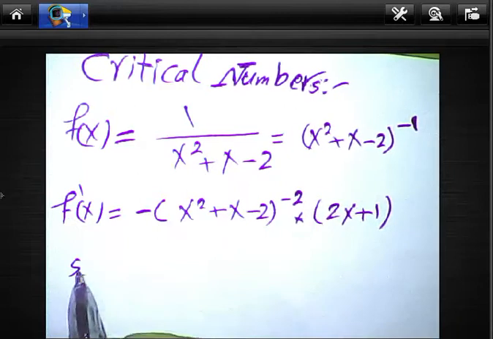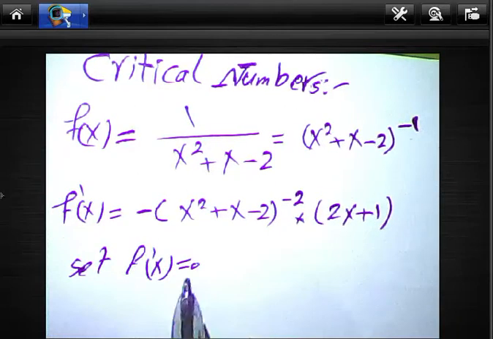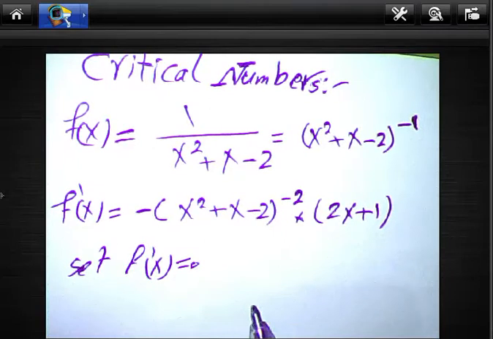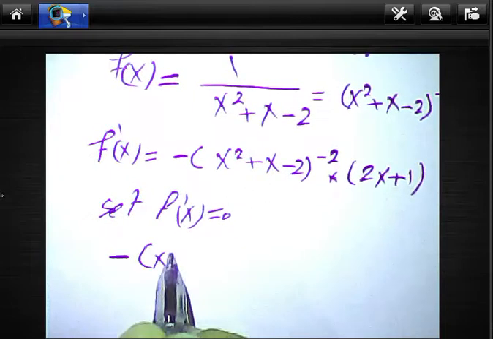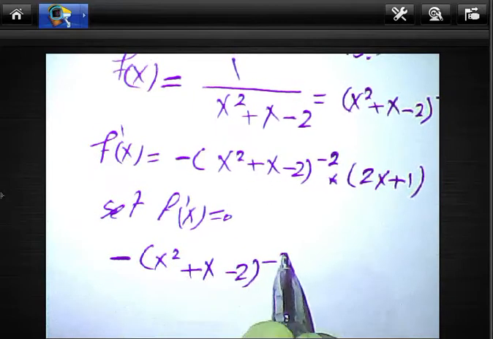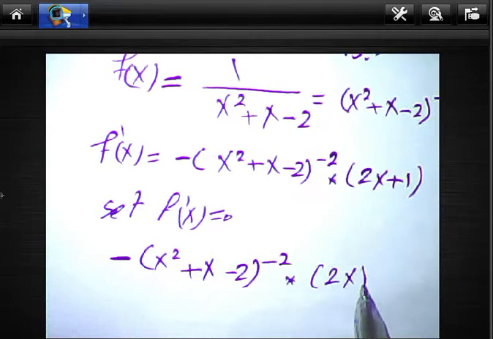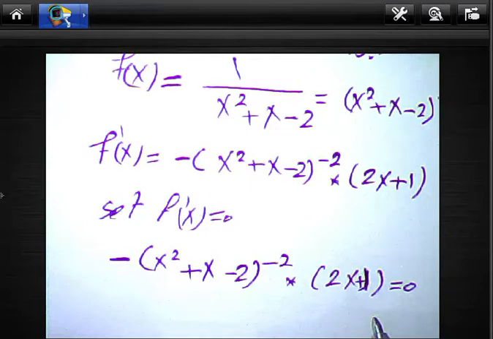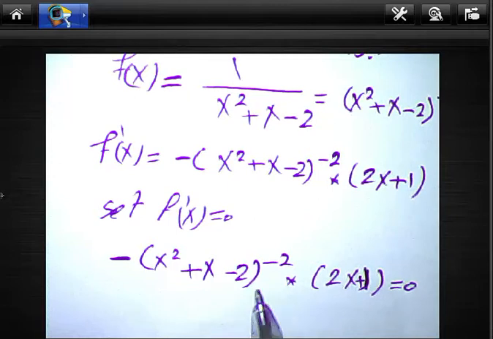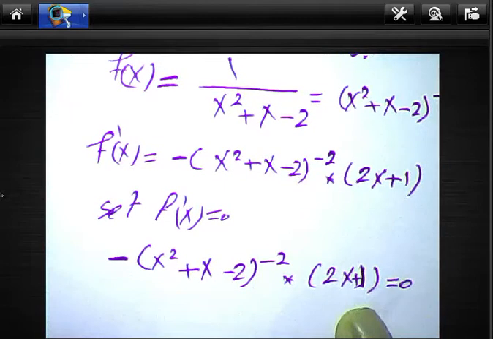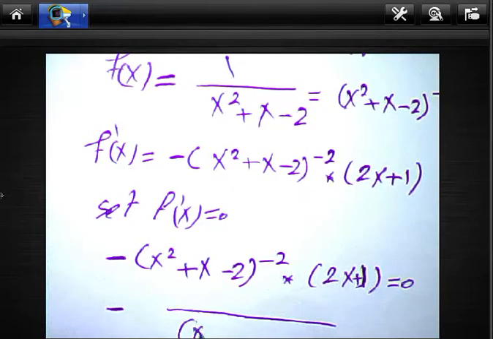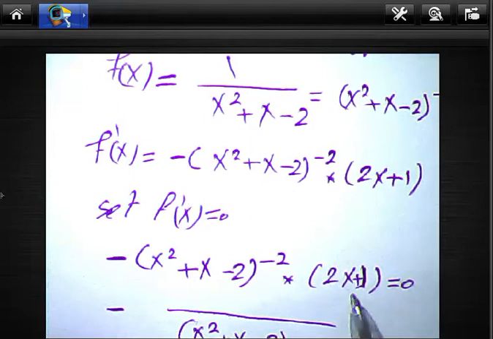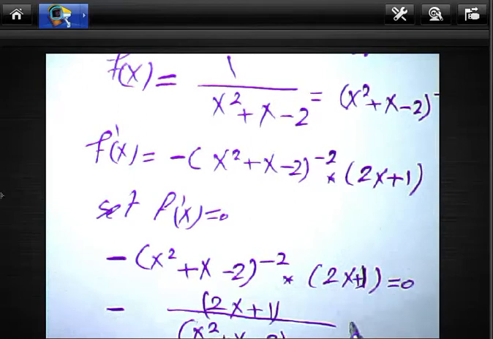Set f dash of x equal to 0 and find x. Okay, first we have negative x squared plus x minus 2, to the power negative 2, multiplied by 2x plus 1, equal to 0. Then it means the first factor equals 0 or the second factor equals 0. We have this expression to the power negative 2, so we can write it in the denominator, and the other expression in the numerator equals 0.